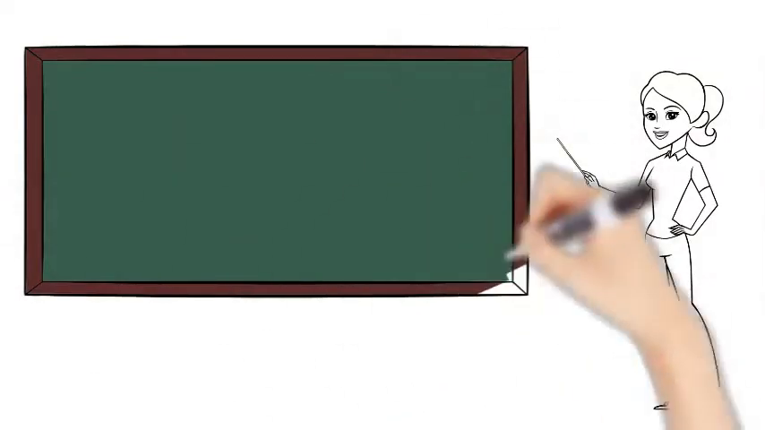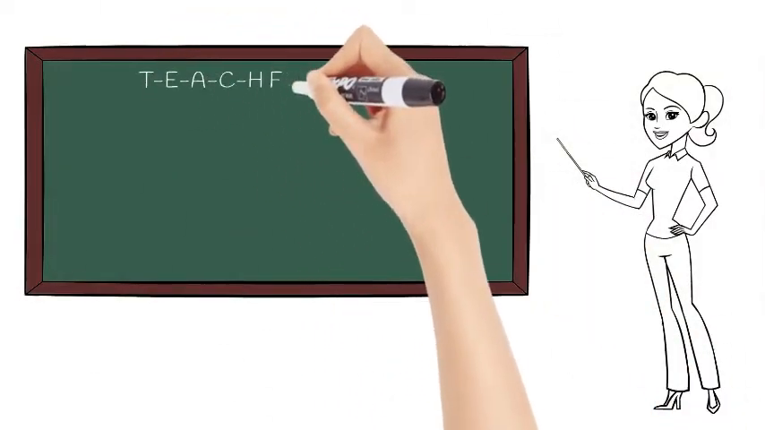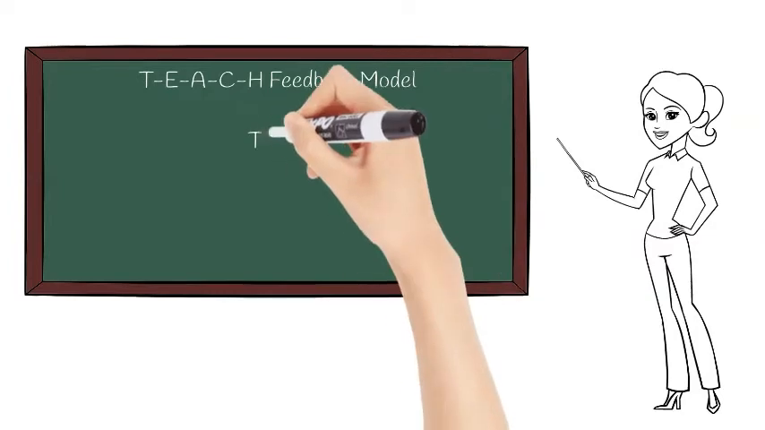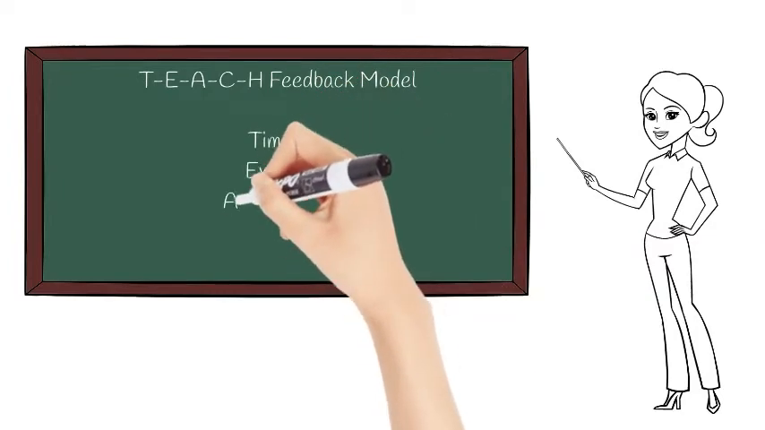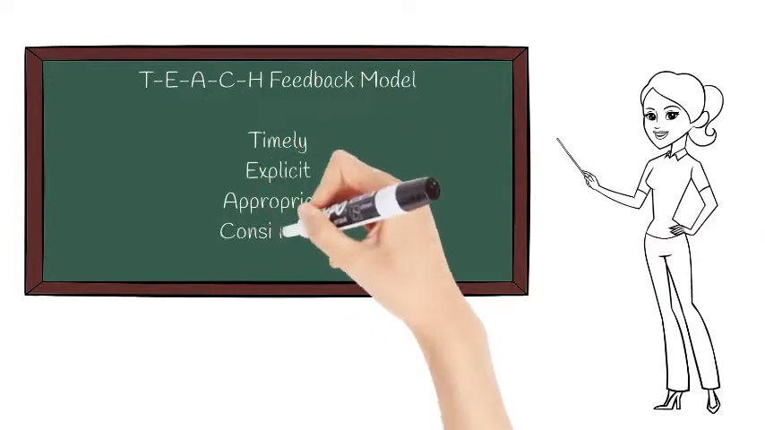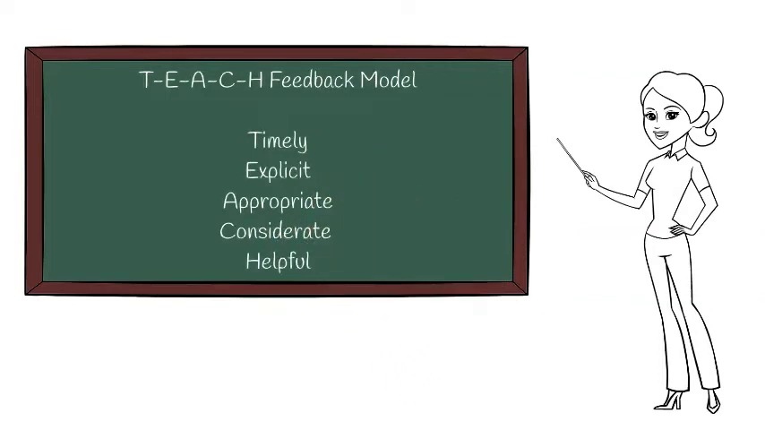The goal of the TEACH model is to assist teachers in developing the skills needed to give quality feedback to their students, by providing feedback that is timely, explicit, appropriate, considerate, and helpful. You can provide meaningful feedback that will make a difference in the future performance of your students. Throughout this video we will break down the 5 elements of the TEACH model.